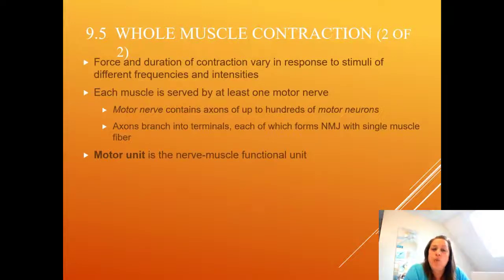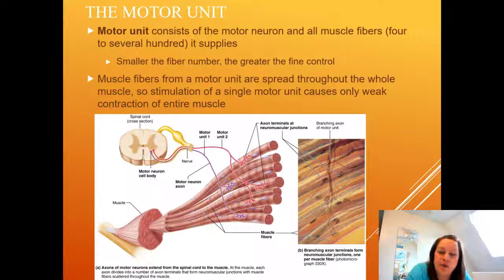Each muscle is served by one motor nerve, and a motor unit is the nerve muscle functional unit. When we think about a motor unit, you have a little cross section of the spinal cord, you have the axons reaching down and touching those muscle fibers, and you'll notice that motor unit 1 and motor unit 2 are going to be responsible for contracting different muscle fibers. Sometimes we'll need them all, sometimes we won't. If I'm just holding the pen, I might only need motor unit 1. If I'm holding the pen in the computer, I might need all the motor units.